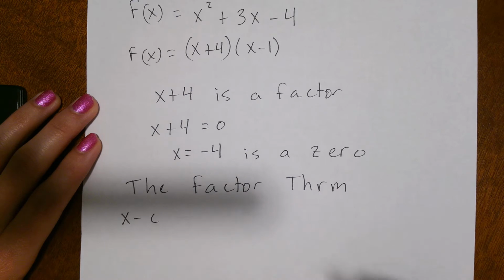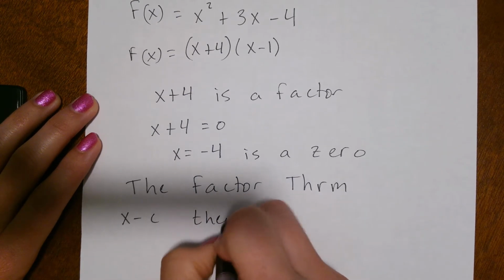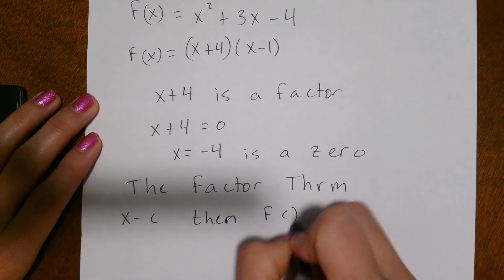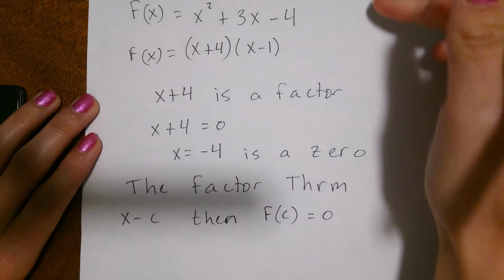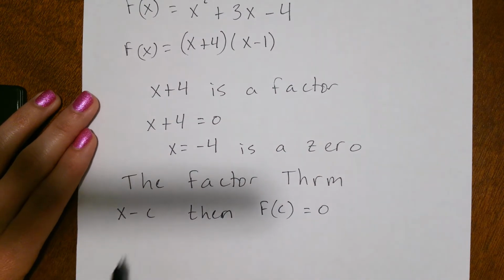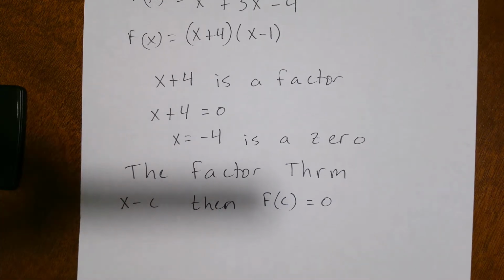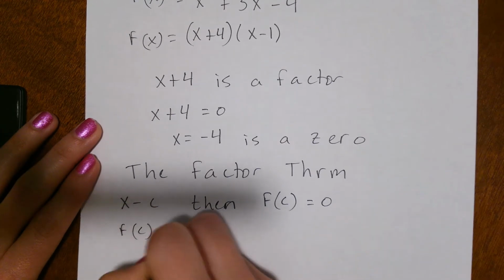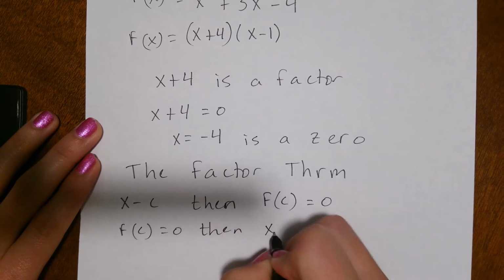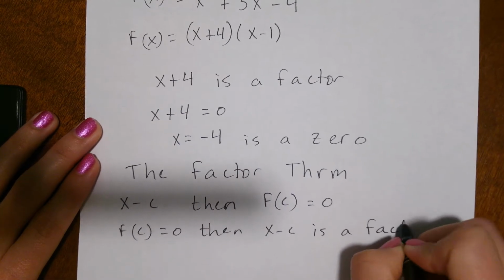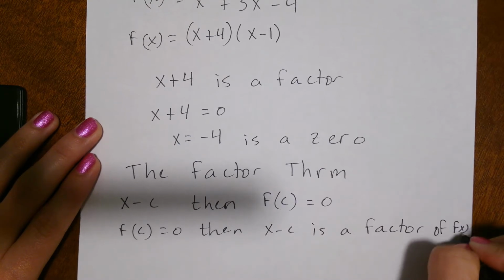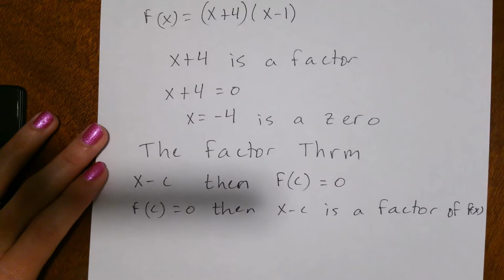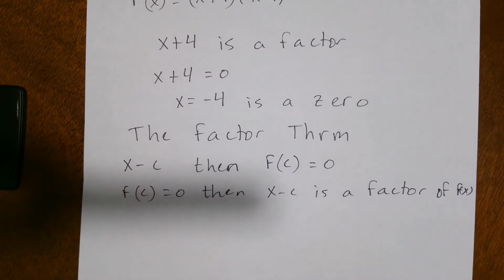If x minus c is a factor, then f of c is equal to 0. So it says essentially what we just showed. If x minus c is the factor, f of c equals 0. So c is the 0 or the root. Now this is the nice little mathematical definition, and it goes the other way. If f of c is equal to 0, then x minus c is a factor of f of x. So fancy mathematical talk, what does that actually mean and how does it help us?